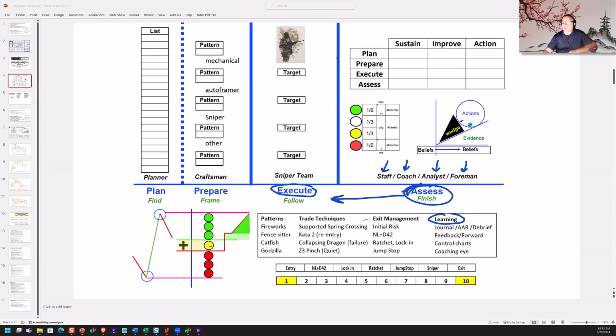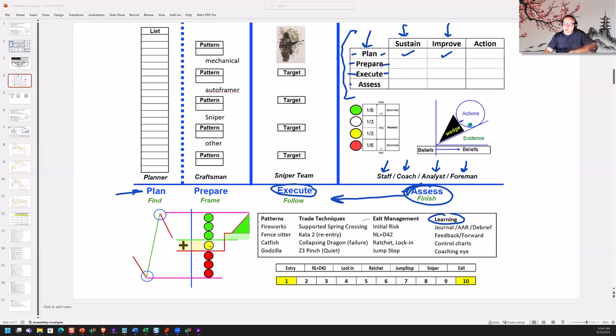Now, when we do after action reviews, we're really taking a look at what we did during planning, preparing, executing, and assessing this entire process on a trade by trade basis and a day by day basis. And we're going to look for ways that we could continue to do the good things that we did and avoid the dumb things that we did. And then we're going to look for places that we can improve our performance as a planner, and then in preparation, and then in execution.